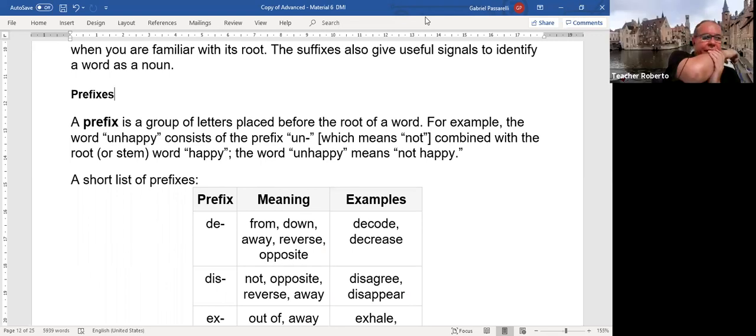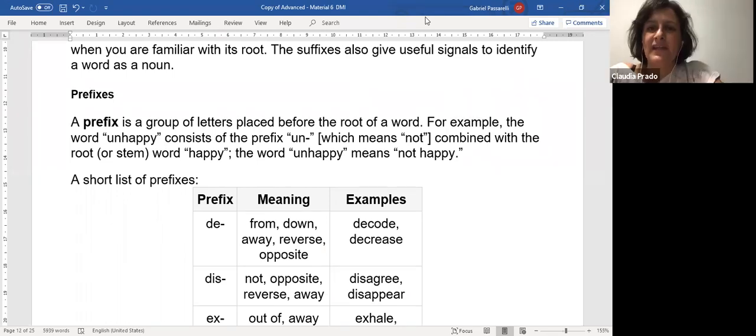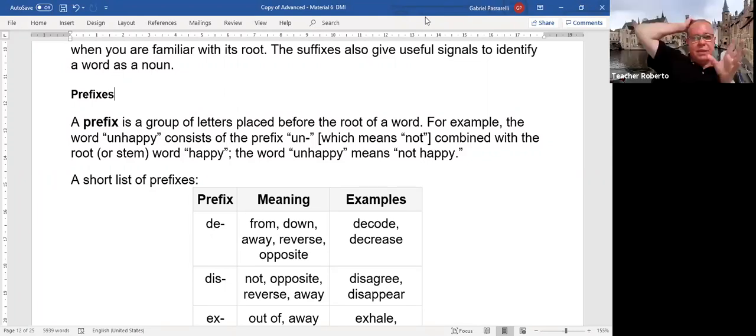Right. So, Claudia, why don't you read this for us? What is a prefix? A prefix is a group of letters placed before the root of a word. For example, the word unhappy consists of the prefix un, which means not, combined with the root or stem word happy. The word unhappy means not happy. That was just an example to illustrate, okay?